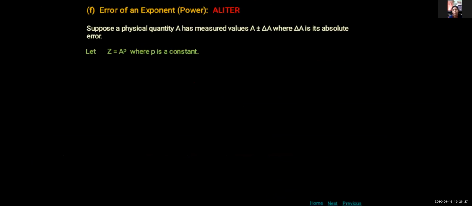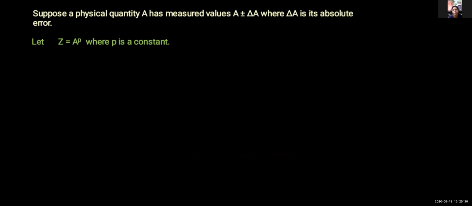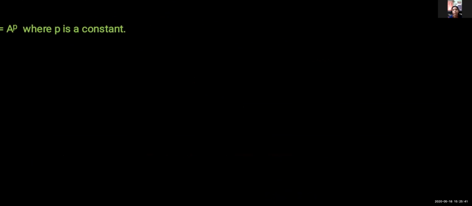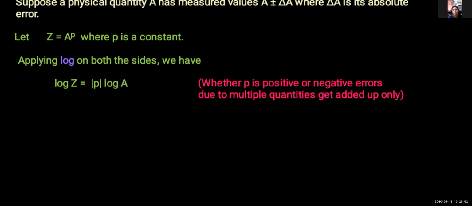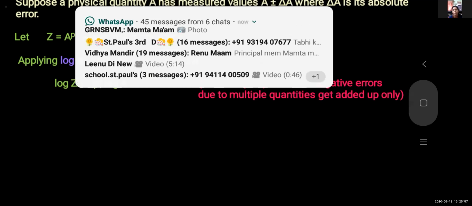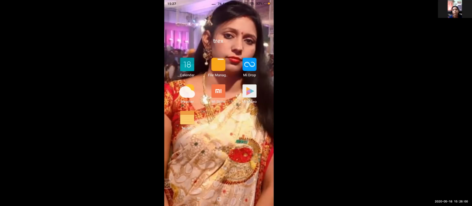Another method to find the exponent power: suppose a physical quantity A has measured value A plus minus delta A, where delta A is the absolute error. So it can be written as Z equal to A raised to power P, where P is constant. On applying log on both sides, we get log Z equal to P log A. Whether P is positive or negative, error due to multiple quantities gets added up.